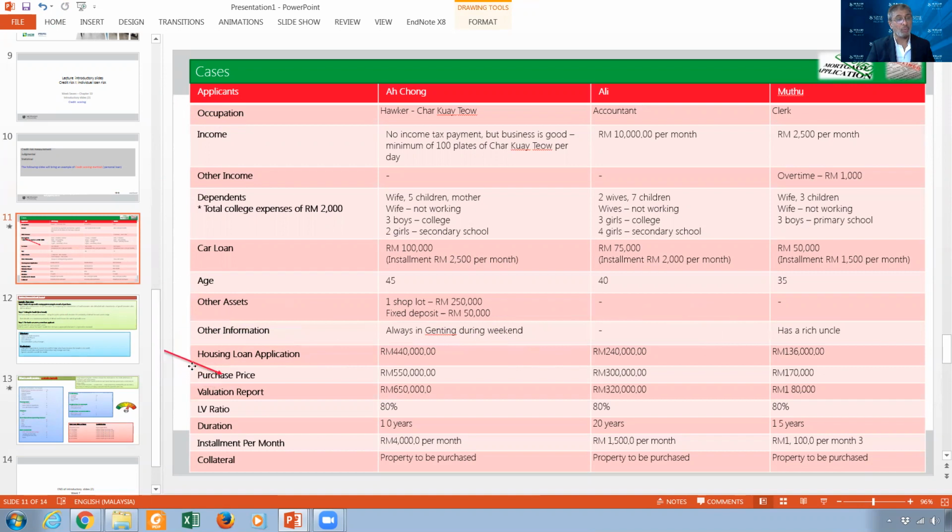The purchase price is 550, but the valuation report shows it's 650. We will pay them only the LVR, the loan to value ratio, which is 80%. We are just paying 44 out of these amounts. The loan duration is 10 years. They will pay us around 4,000, this guy, and this one 1,005. The collateral is just the housing loan, so this is a mortgage, and the house is actually the mortgage.